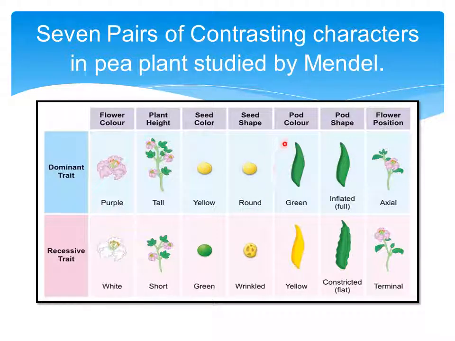Again comes pod color: dominant is green and recessive is yellow. Next comes pod shape: dominant is inflated, full, and recessive is constricted or wrinkled. Now for flower position, dominant is the axial position and the recessive is the terminal position. So these are all 7 pairs of contrasting characters which Mendel took for his experiments.